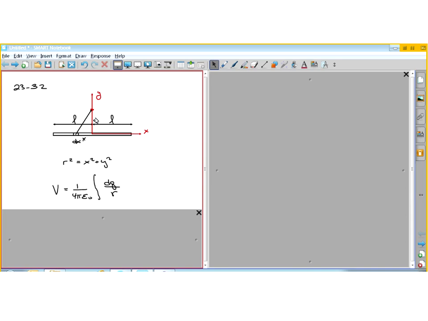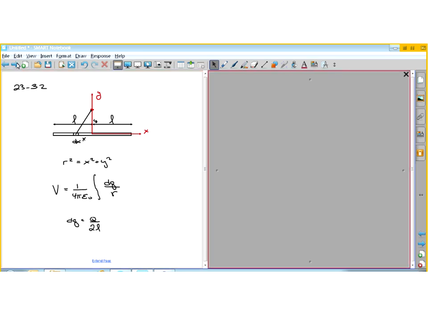Now y is a constant for each calculation. If I change y to this, then I get a different voltage. But again, we can consider y to be a constant, and the variable that we're integrating with respect to is x. So for dq, we can substitute in the total charge for the entire length of the rod divided by the length of the rod. So that's dq. For r, we can put in the square root of x squared plus y squared.